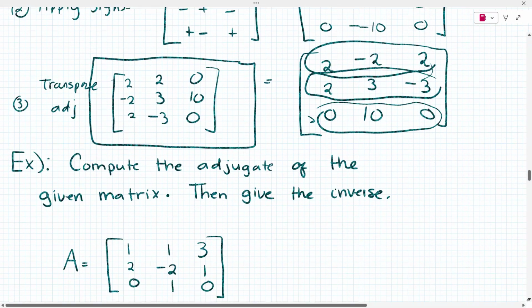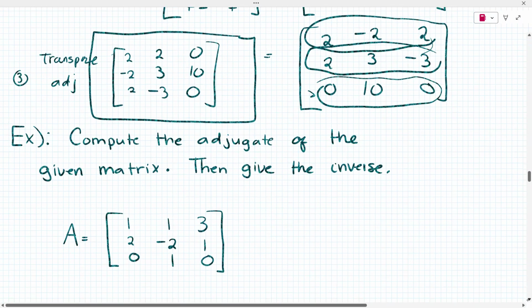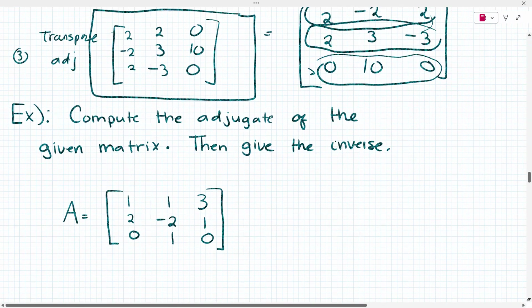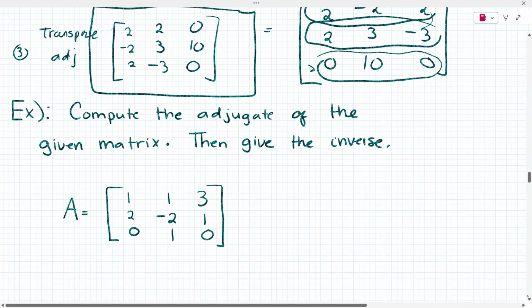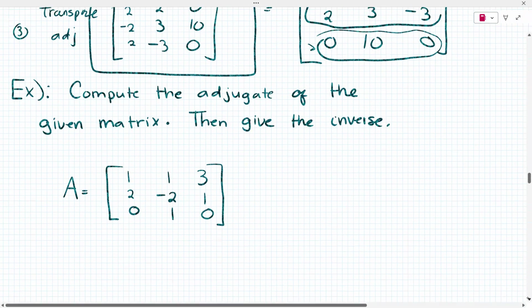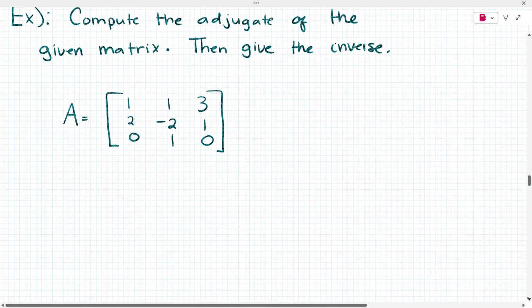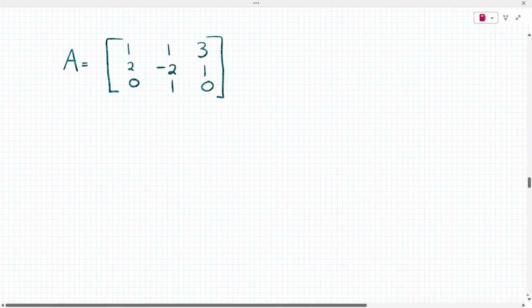Okay, so this example says, compute the adjugate of the given matrix, then give the inverse. So yeah, in the previous problem the other day, they just wanted to find the adjugate. So in this one, they want to find the adjugate and then find the inverse. So this is a 3 by 3, which I don't really like. It's okay.